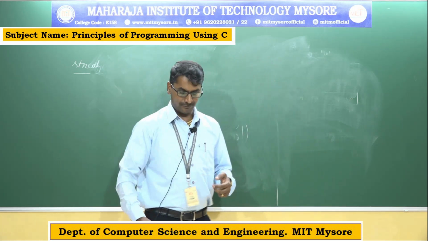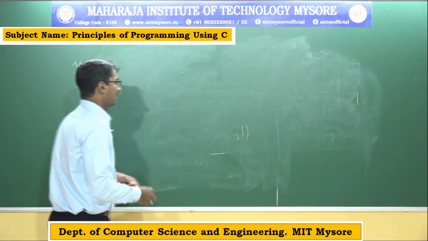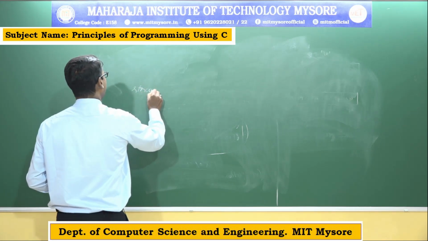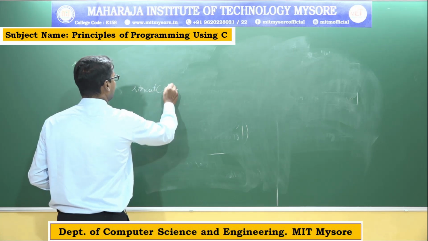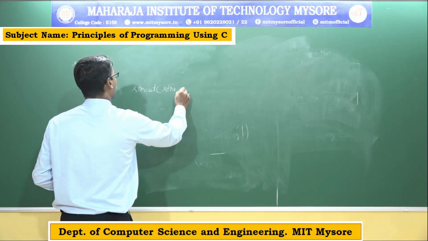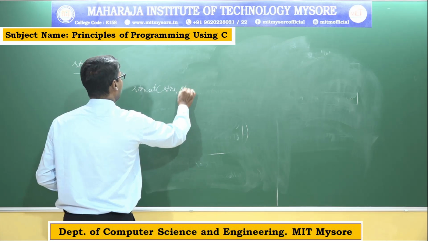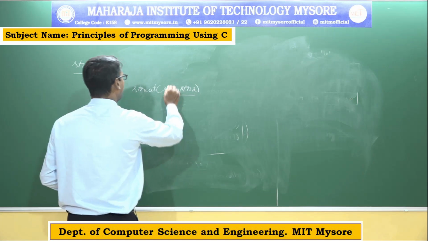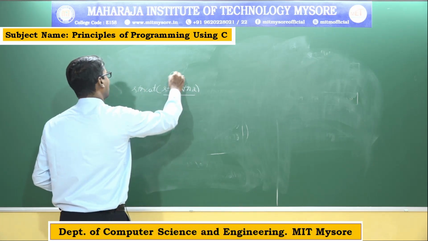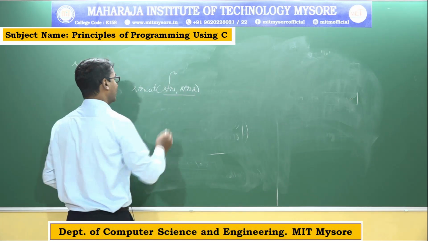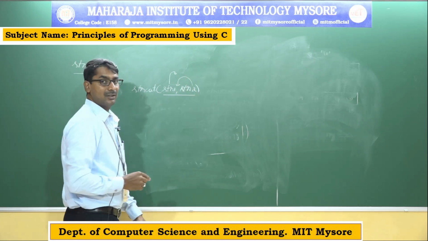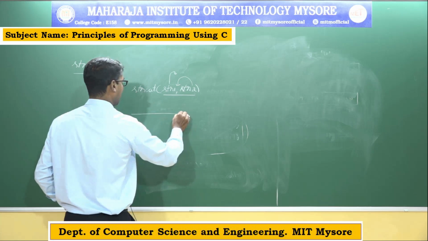So here when you perform string concatenation operation, we can use a function called strcat, then str1 comma str2. So here str1 acts as both source and destination. So here the content of str2 is appended with str1. Okay, now you consider an example.